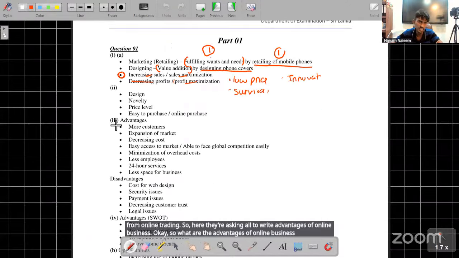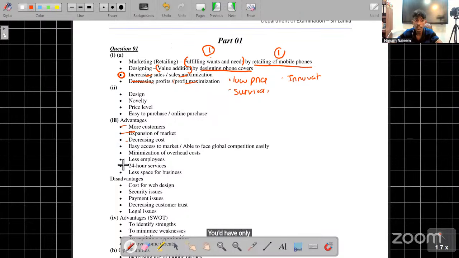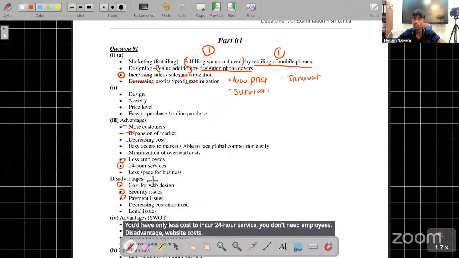For example, more customers, expanding the market. You'd have less cost to incur, 24-hour service. You don't need employees. Disadvantage, website costs, security issues, payment issues, all the stuff. Okay, so here they're asking two, and here they're asking to write two.